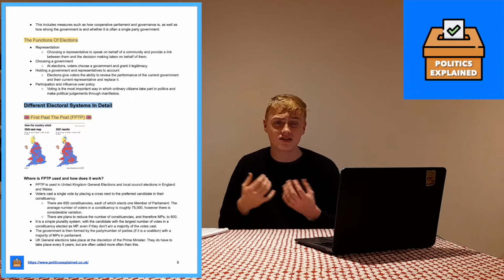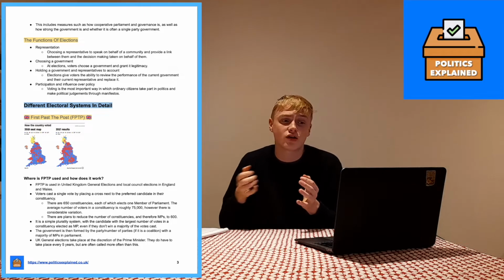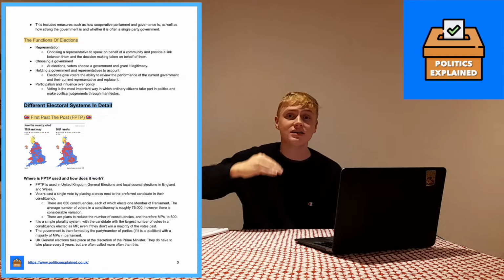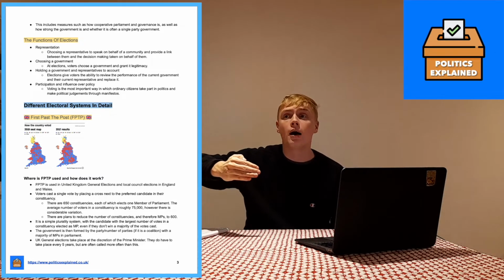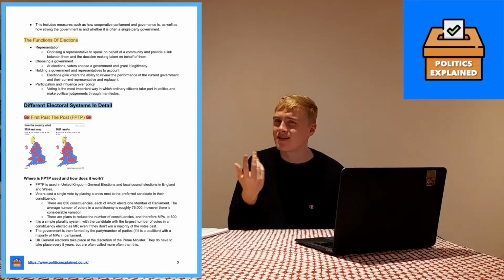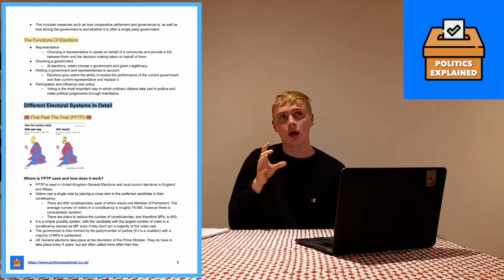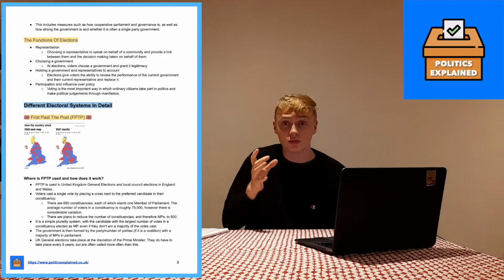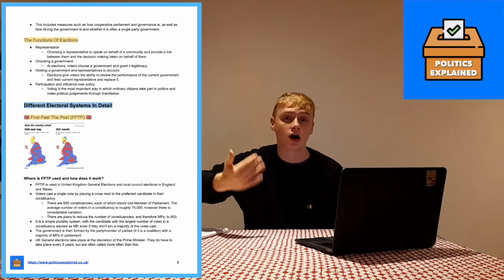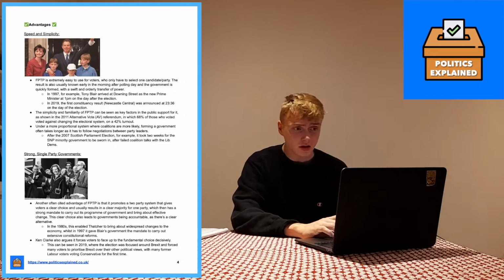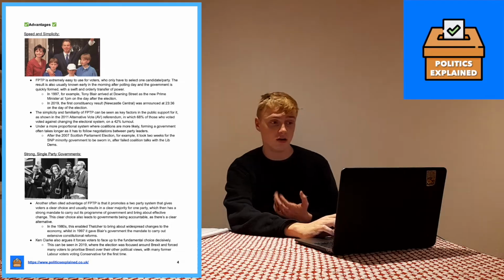And how do the elections take place? They take place at the discretion of the Prime Minister. They have to happen at least every 5 years by law, but often they happen every 4 years, because the Prime Minister and the government will choose to hold an election at a time that works for them. So, firstly, looking at the advantages of first past the post.